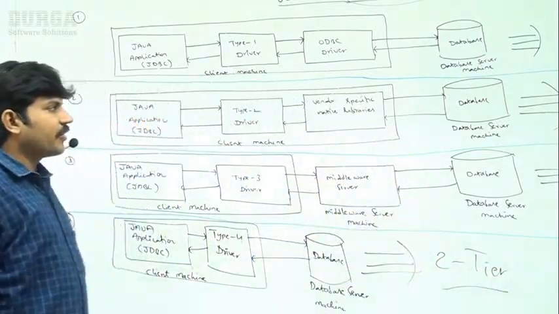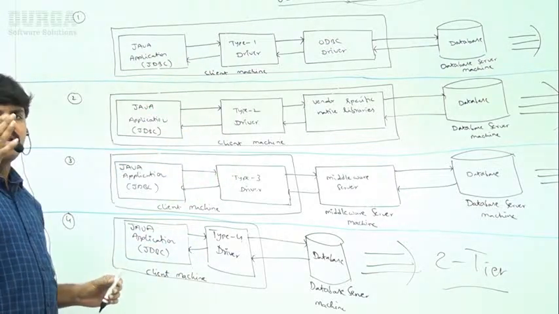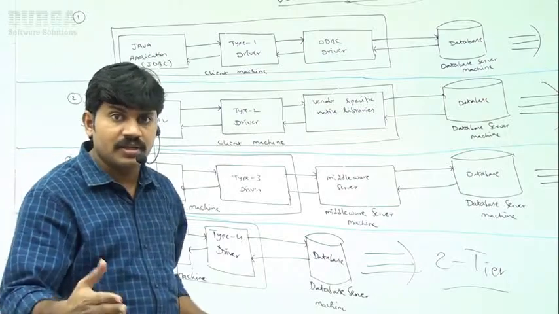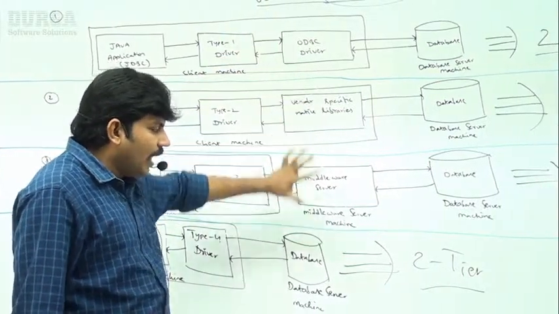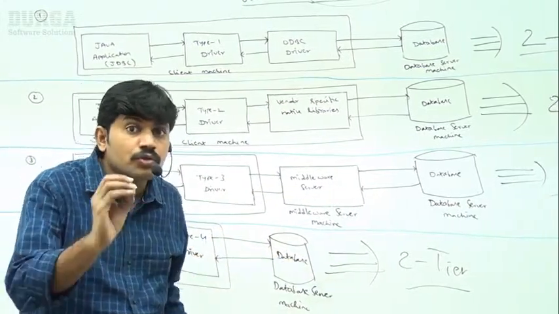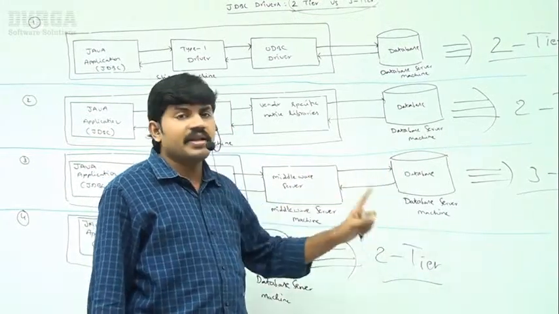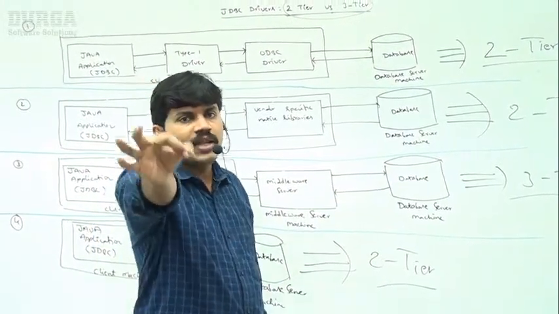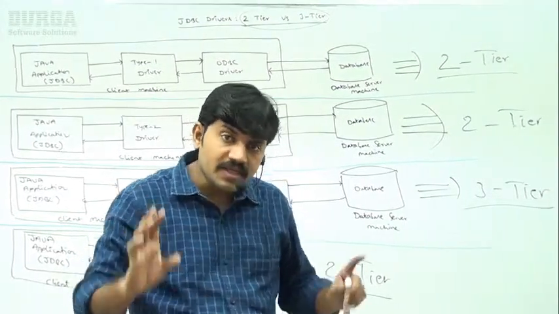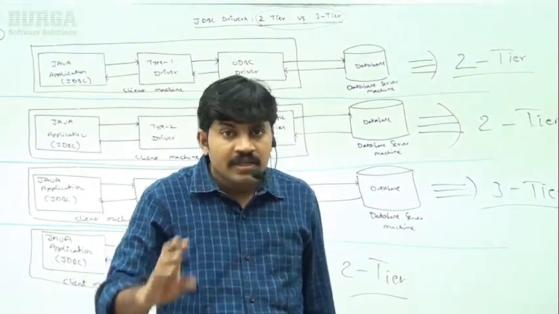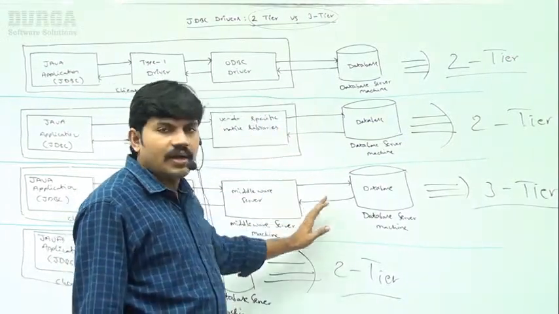Remember this one. Are you getting it right? You should be aware of which driver follows which architecture. Type 1, type 2 and type 4 follow 2 tier architecture, but a type 3 driver follows 3 tier architecture. The only JDBC driver which follows a 3 tier architecture is the type 3 driver. Except for type 3, all the remaining drivers follow 2 tier architecture only.